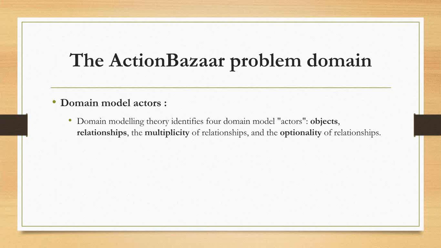Domain modeling theory identifies 4 domain actors. What are they? Objects, entity objects. That is what we have identified. Relationships between these objects. We saw the links between various objects here, which objects are associated, which objects are related. We have identified it. And multiplicity of the relationship.